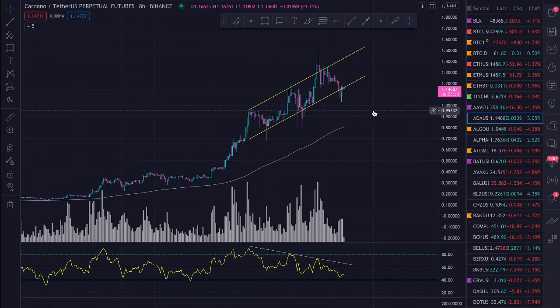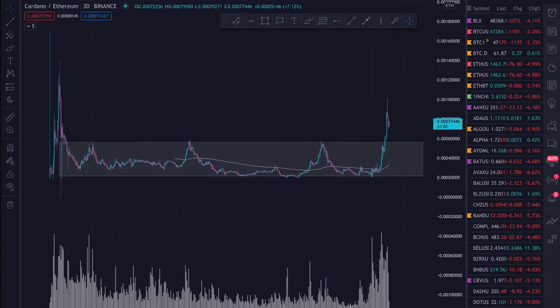So just because there are some distributional characteristics to an asset, it does not necessarily mean that it is a conclusion of the uptrend and that we are going to reverse from that level. Another chart that I want to just make you aware of is the Cardano Ethereum pair.